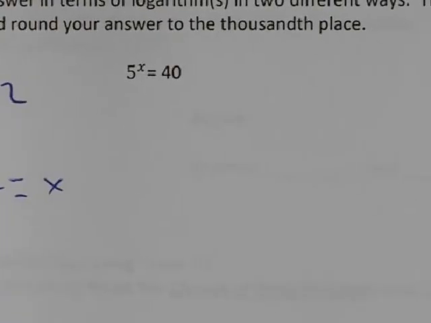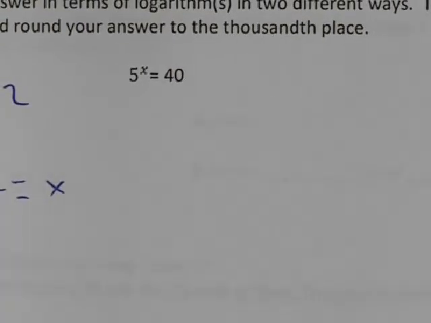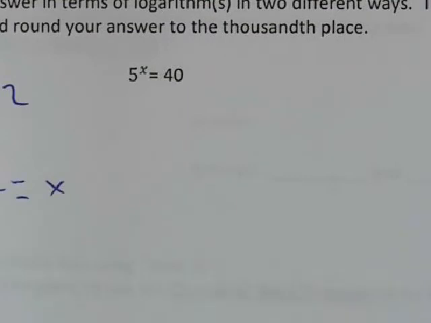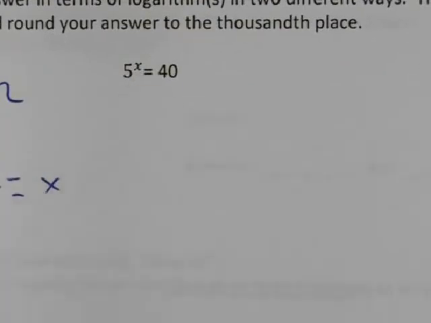So we got 5 to the x equals 40. So 5 to a power equals 40. First of all, we should be able to approximate our answer. I know 5 to the second power is 25. That's too small. 5 to the third power is 125. Well, that's too big. So again, our answer should be 2 point something. But how are we going to get to that 2 point something? Okay, so we can do it just like we did the last problem.